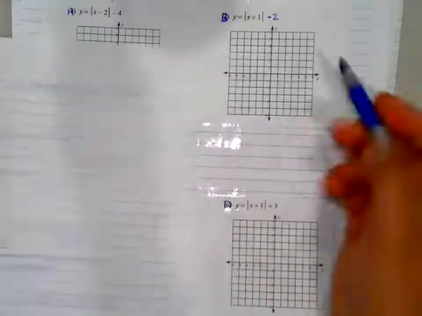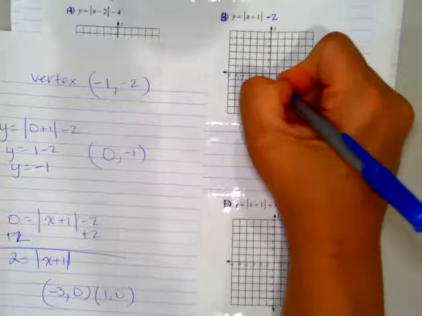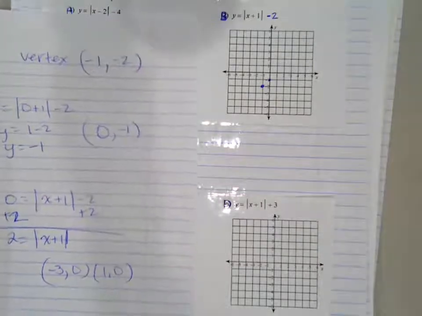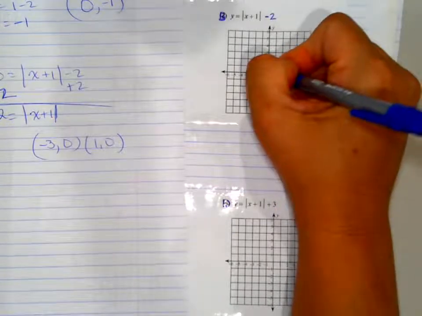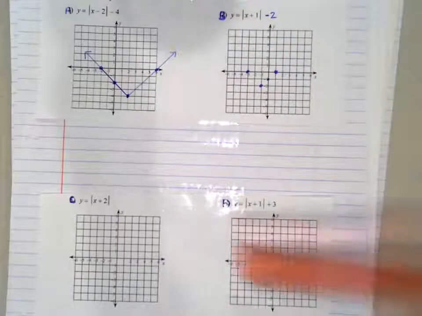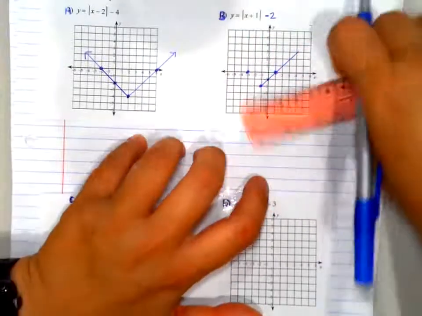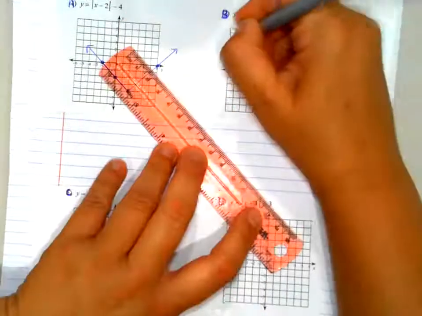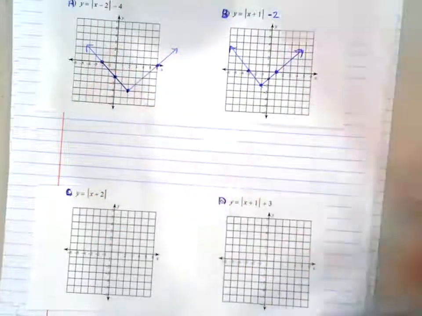So our vertex is at negative 1, negative 2. Our y-intercept is at 0, negative 1. Our x-intercepts are at negative 3, 0, and 1, 0. So right there, you have your points. Make sure that you do this in a V shape again, and that your V shape goes on and on and on. Okay, it continues. All right.